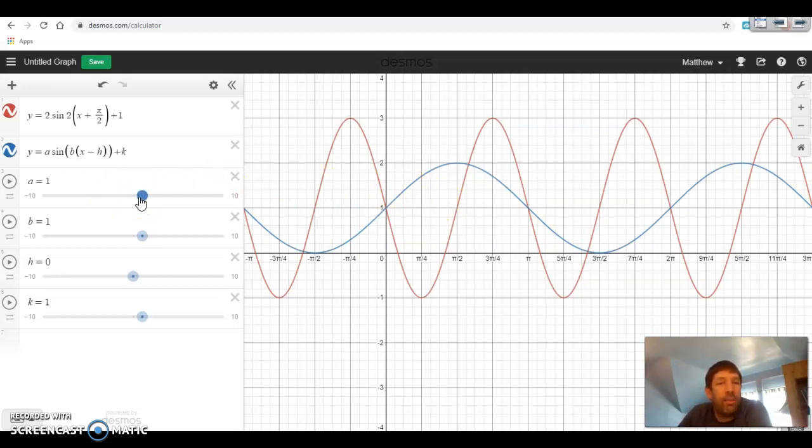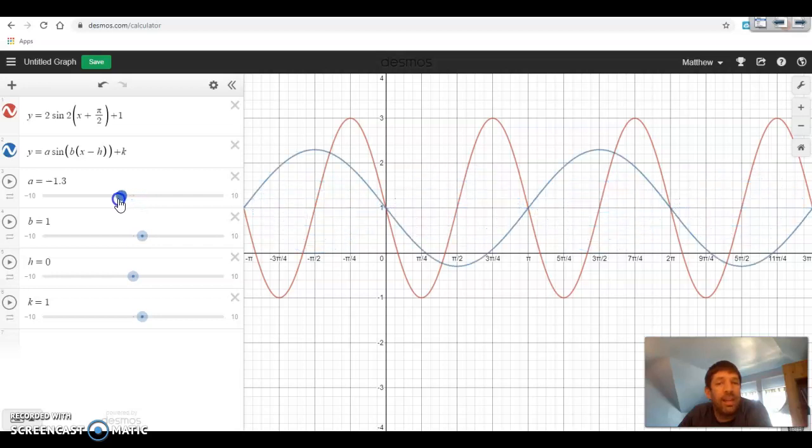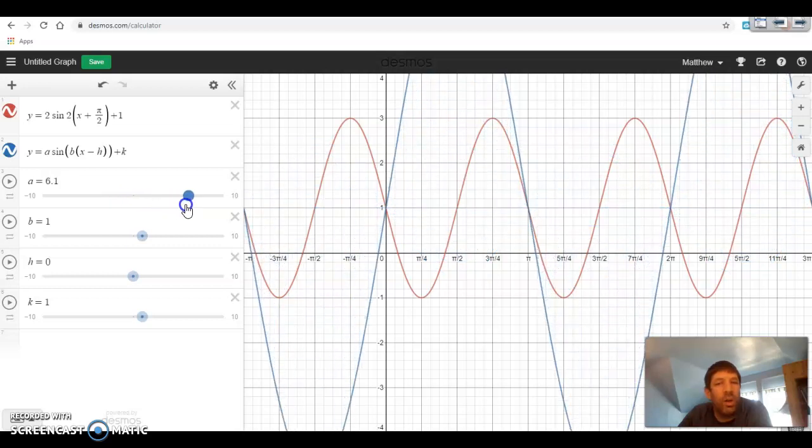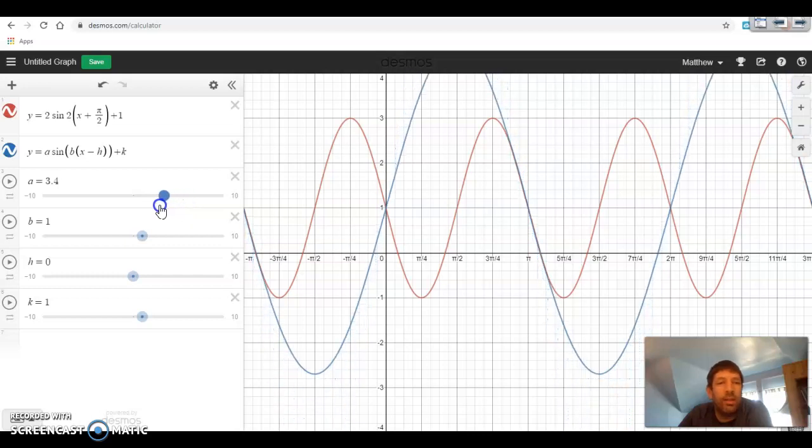Just so you can see what happens with the A value though, if I shrink it, it's getting flatter. If I make it negative, it actually flips it upside down. And as I make it bigger, it stretches it taller. Now we said we wanted it at 2, so let me just bring that back down to 2.